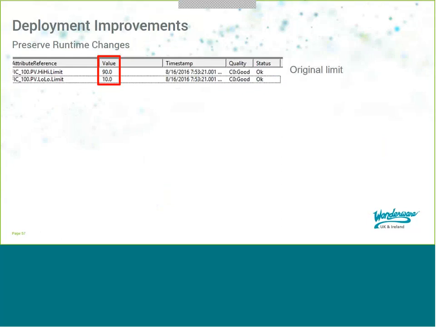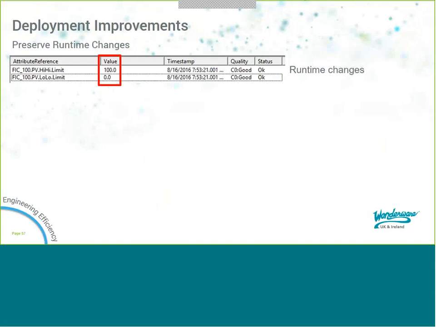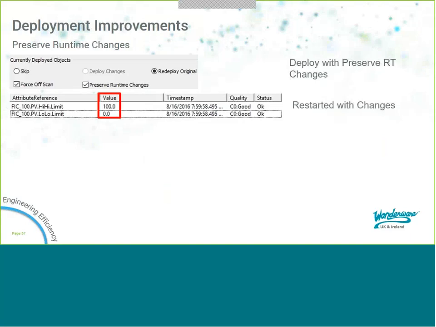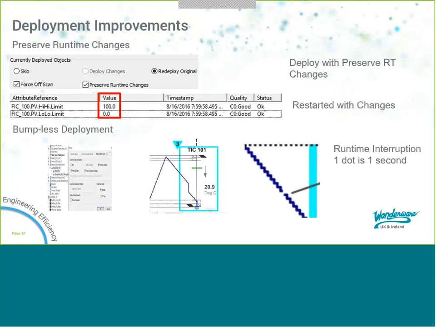In terms of deployment improvements, they've added an ability to preserve runtime changes. In the past, you had to write out to a text file to do that. So say you've changed a set point, as an example: if you just redeployed the object, it would come back with the original limit that you'd set in the object. Now we have the ability to tick a box that says preserve runtime changes, and when it's restarted, it will restart with the same changes that were made in runtime.